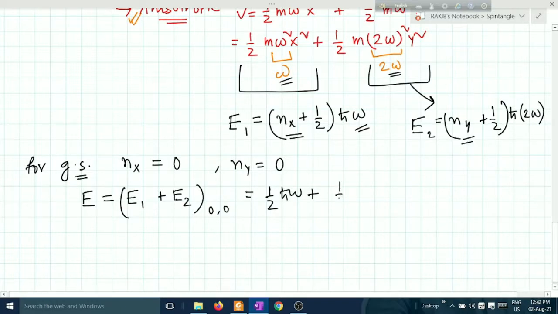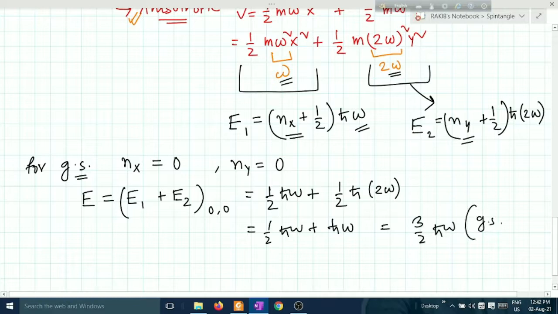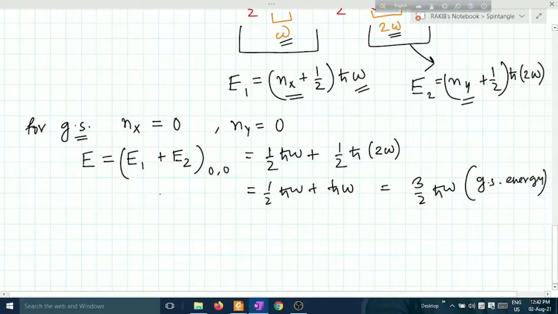What will be there? Half ħ times 2ω. What is the ground state energy here? Half ħω plus only ħω. This means 3/2 ħω. This is the ground state energy. Then what will be the first excited state energy?